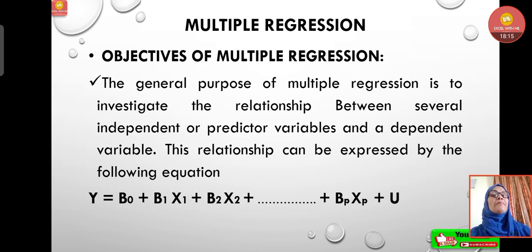Now, let's understand multiple regression. What are the objectives here? The general purpose of multiple regression is to investigate the relationship between several independent or predictor variables and a dependent variable. In simple linear regression, we understood that there is one independent and one dependent variable. Here, multiple itself tells you that there is more than one independent or predictor variable and a dependent variable. This relationship can be expressed by the following equation. You can note down this equation.